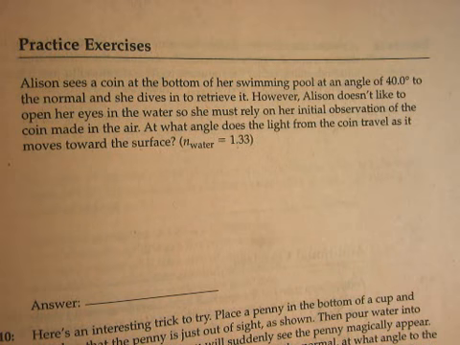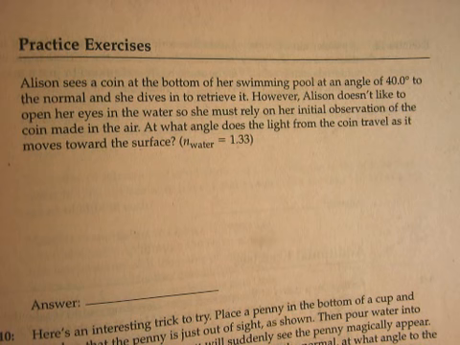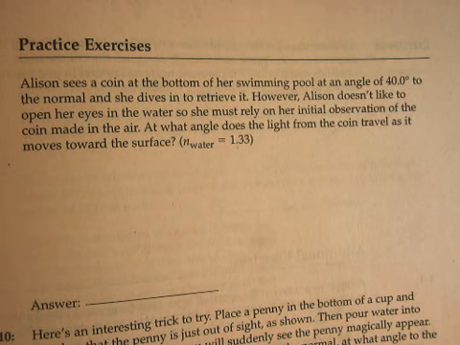Snell's Law in your calculations. Allison sees a coin at the bottom of her swimming pool at an angle of 40 degrees to the normal, and she dives in to retrieve it. However, Allison is on water, so she must rely on her initial observations of the coin made in the air. At what angle does the light from the coin travel as it moves towards the surface? And you've been given that the index of refraction in water is 1.33.